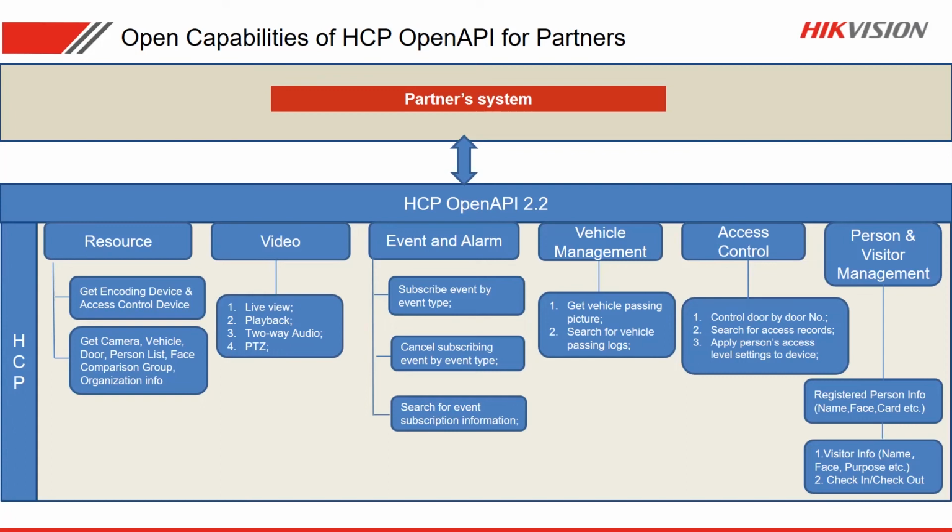The last module is about person and visitor management. That means that you can use an OpenAPI command to add a person to the HikCentralPro software. You can also register a visitor to HikCentralPro by calling an OpenAPI command. And of course, you can also search for visitor information. You can also search for person information, like the name and face card. You can update this kind of information by calling an OpenAPI command. I will show one example later.